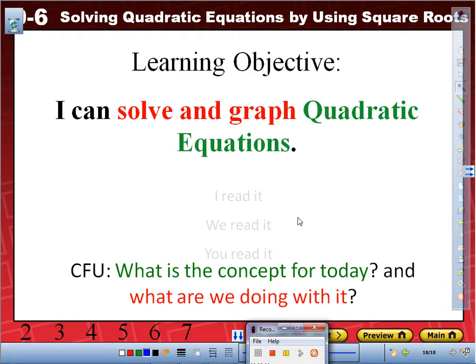Okay, so our objective for today: I can solve and graph quadratic equations. Let's read together. 1, 2, 3. I can solve and graph quadratic equations. So we're still on the same, we're still solving and graphing quadratic equations.